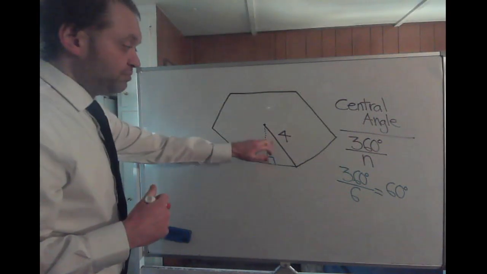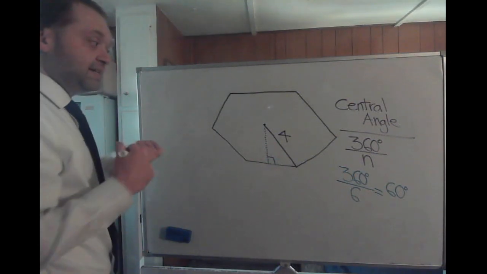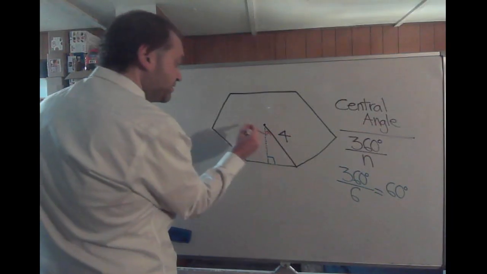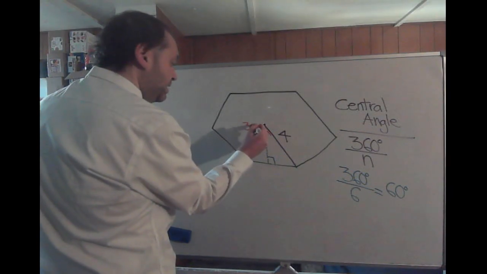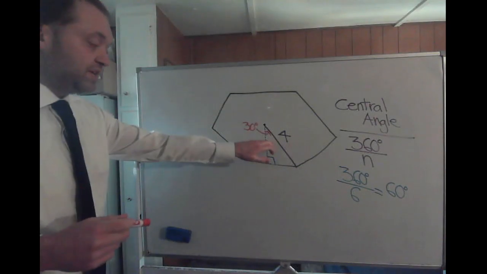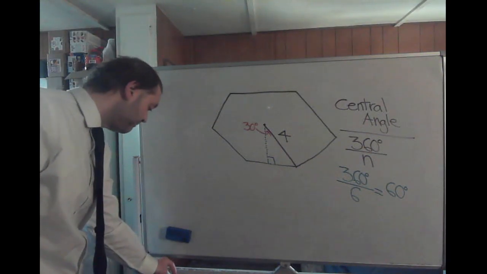But if we drew the apothem from the central angle, that bisects that central angle. So what you really have here is a 30-degree angle then. If you've bisected the central angle, it's 30 degrees for this angle here. You now have a 30, 60, 90 right triangle.